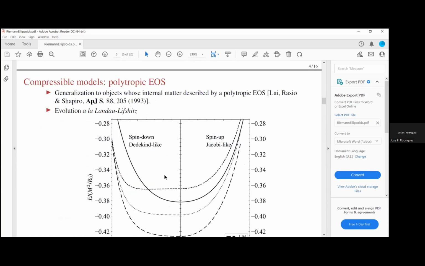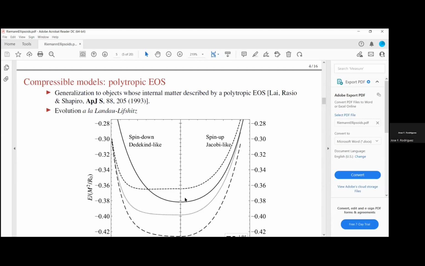Later in the 90s, Lai, Rasio, and Shapiro made a step towards generalizing this work and introduced compressible models described by internal matter with a polytropic equation of state. We can analyze the evolution in a very simple manner through adiabatic sequences along equilibrium sequences, but not the Jacobi sequence, rather the Riemann S-type ellipsoids. So what are Riemann S-type ellipsoids? They also have the shape of a rotating football, but they also have internal motions with vorticity.